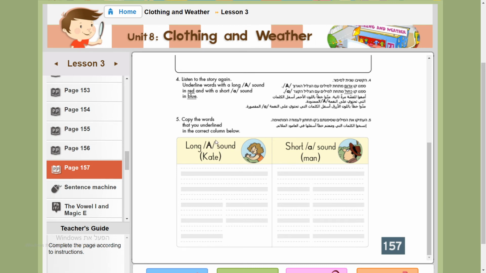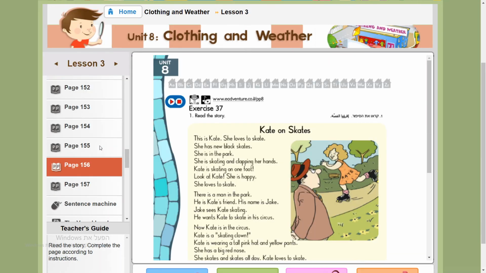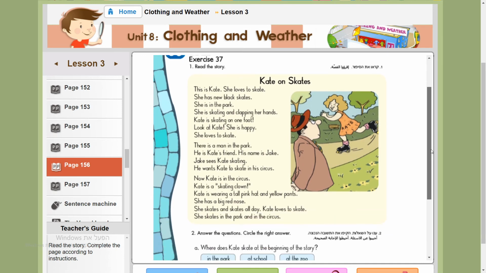The long A sound is when the A says its name, like Kate, Kate, the A says its name. And here we have short A sound like man, man, the A is just a. Okay? So, if we move back to 156, we can look for the words that have A, okay, like skate, long A in red, okay? Long A sound in red. For example, has, is it a long A? No, it's a short A sound. Excellent. Black, okay? And you continue like that. Skating, clapping, hands, for example. Hands, the A doesn't say its name, okay? Clapping also, it's a short A. Okay.